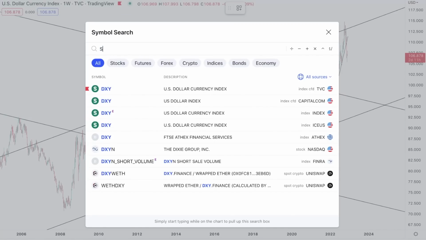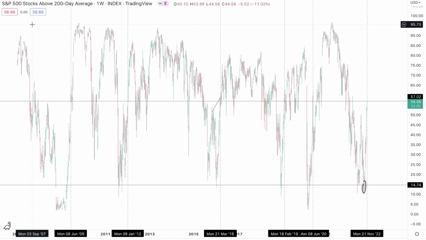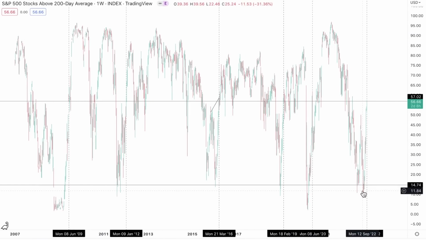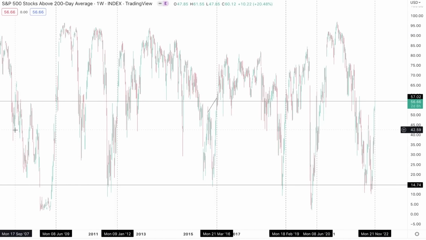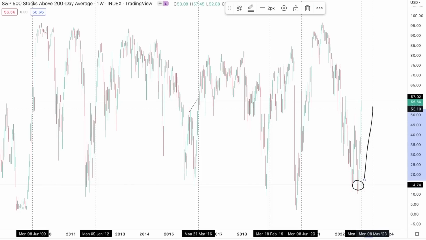So back to the topic of the video, let's get back to this chart of stocks above their 200-day moving average and zoom out a little bit, back to 2007. Now you can see I've put a vertical line here at around 14% and a vertical line at 56%. Basically what we're measuring is every time the participation rate of stocks within the S&P 500 goes from below 15% to above 50%, right? And we're measuring every time we see that type of thrust.